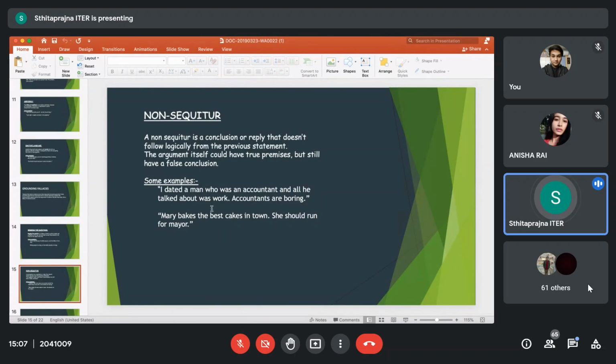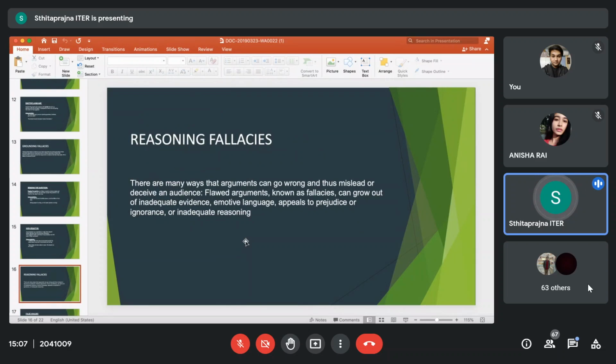The accountant talks about work all day, but we can't generalize it to all accountants. We can't say that accountants are boring because all of them talk about work, or only because Mary bakes the best cake, we can't say that she should run for mayor. So even if the premises are true, the conclusion somewhere is flawed, and that is called non sequitur. The conclusion is not based on the premises.